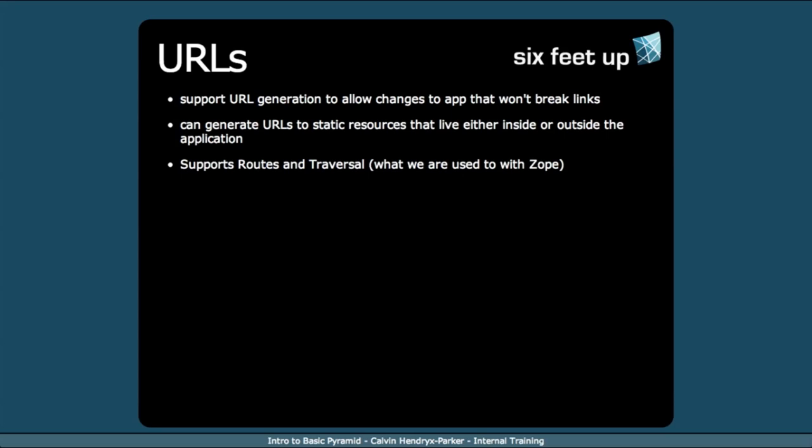Now, it also supports the two types of URL dispatch, which is based on routes, and then traversal, which is something we've been more familiar with in the Zope world. When you use traversal, you have a graph of objects and you just traverse down through those objects, and then views get mapped to the objects based on the type of object they are and where that object lives in that object tree.